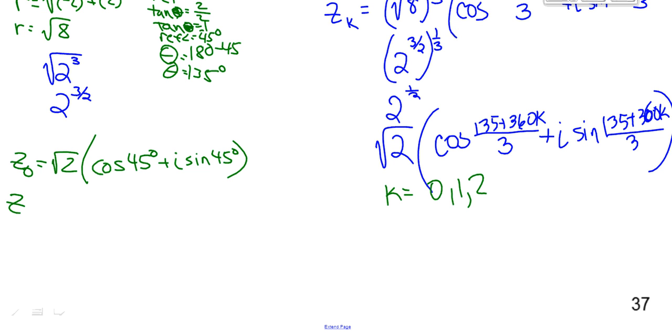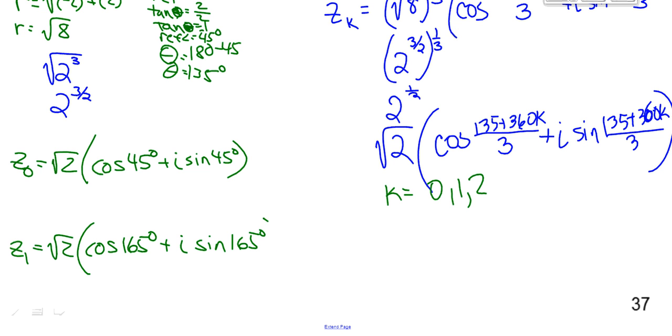I'm going to leave myself a little room right there because I don't have enough room over there. So z sub 1 is the square root of 2 times, now somebody help me with that. What's 135 plus 360 and then divide by 3? 165. Cosine 165 degrees plus i sine 165 degrees.